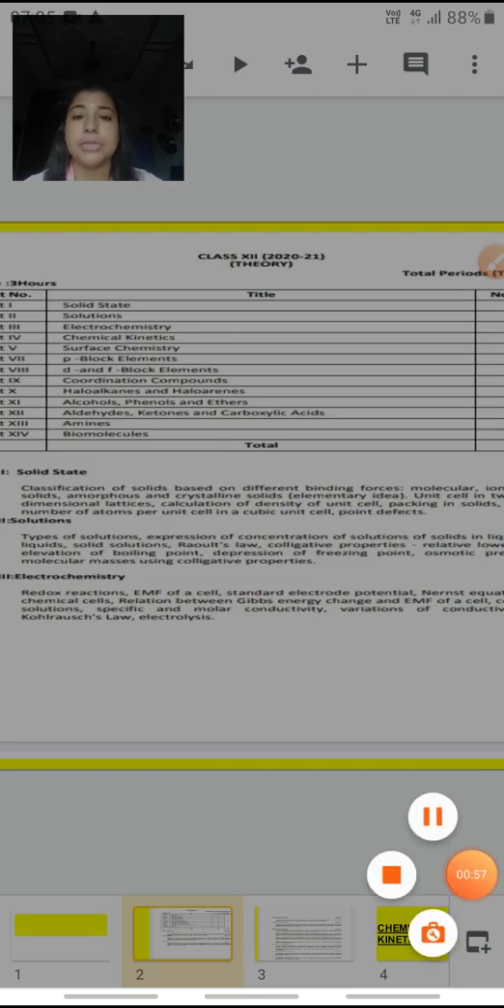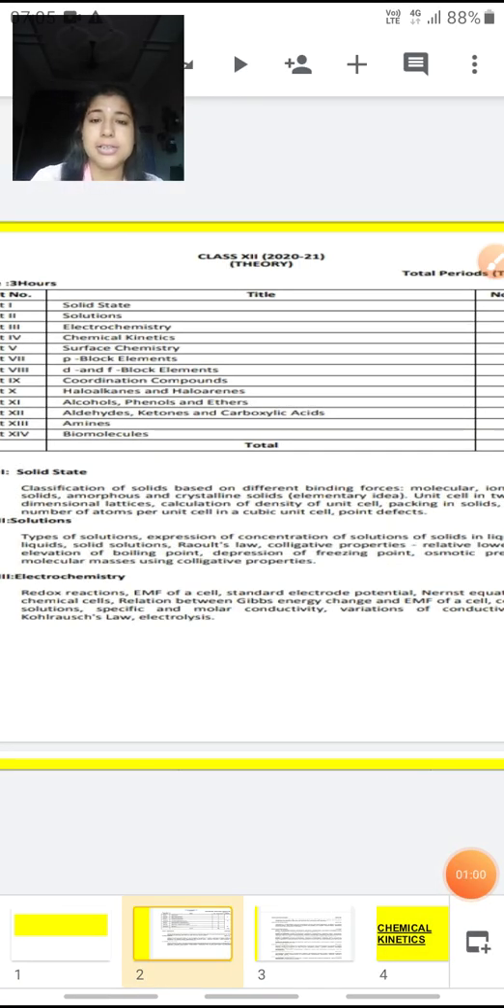Now you can see that in the solution chapter, which we have already done, one topic has been removed: the Van't Hoff factor. Any numerical related to the Van't Hoff factor, that is, the effect of concentration on your solution, will not come in your board exam anymore. So the chapter has now become easier for you, I think. Do not include that topic when you revise the chapter, please.